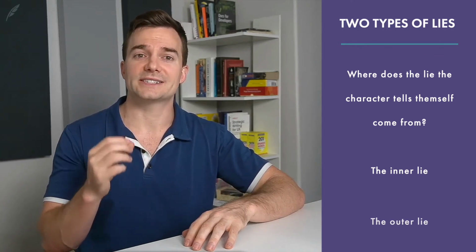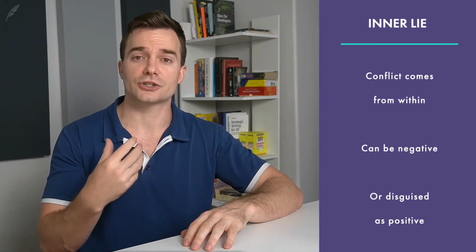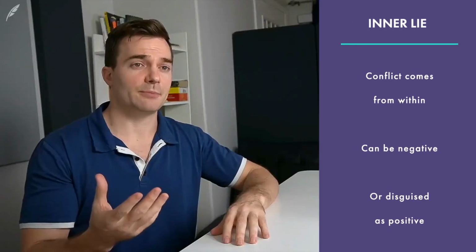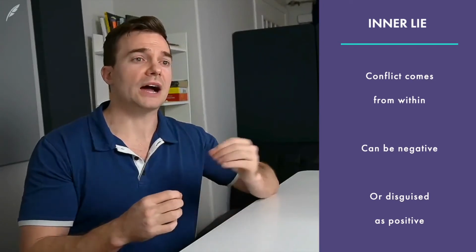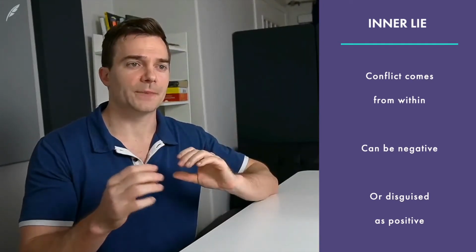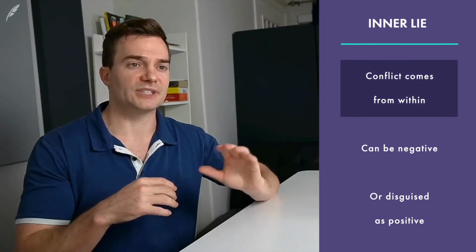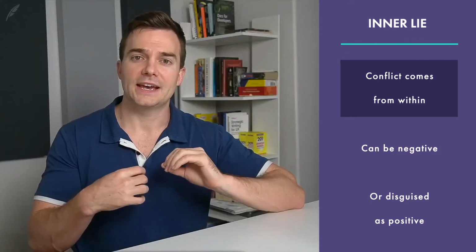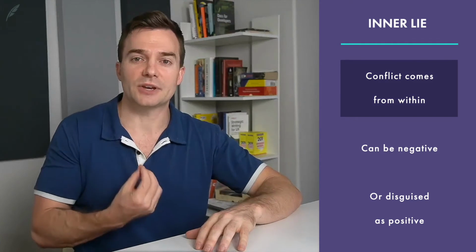First, let's go ahead and discuss the inner lie. This is the most common in stories that are character-driven. Some obvious examples of character-driven stories include Rocky and American Psycho. The stories focus on the inner world of the character. This is where the conflict arises from. The challenges they face are within them. An inner lie is one the character believes despite the world around them.